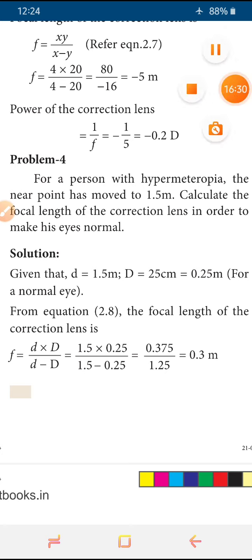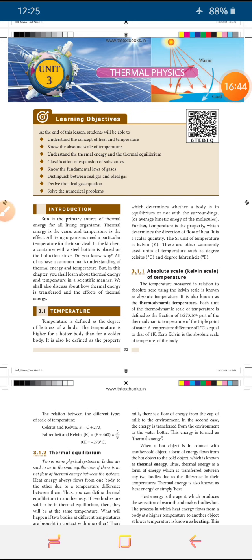Okay, and the next unit is thermal physics, and this thermal physics will give more knowledge about heat and temperature and how it is more useful in our life and where we are using it and what the applications are in our day-to-day life.